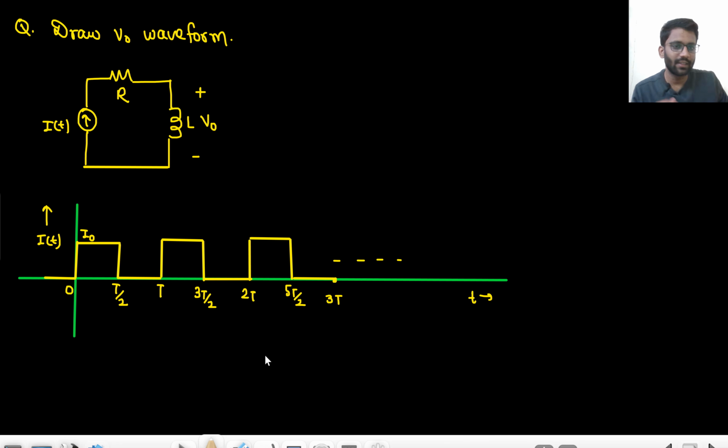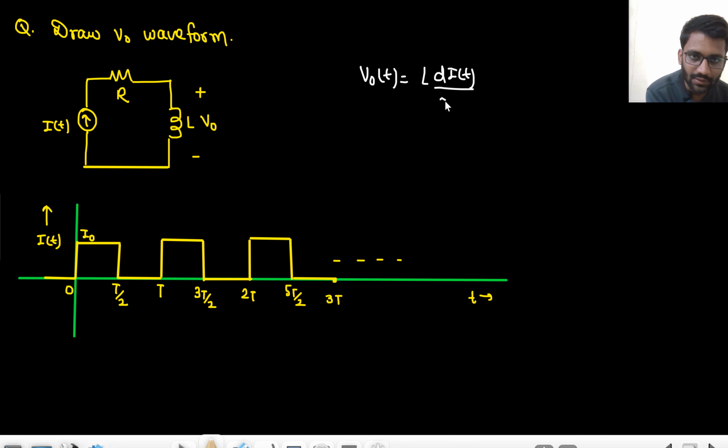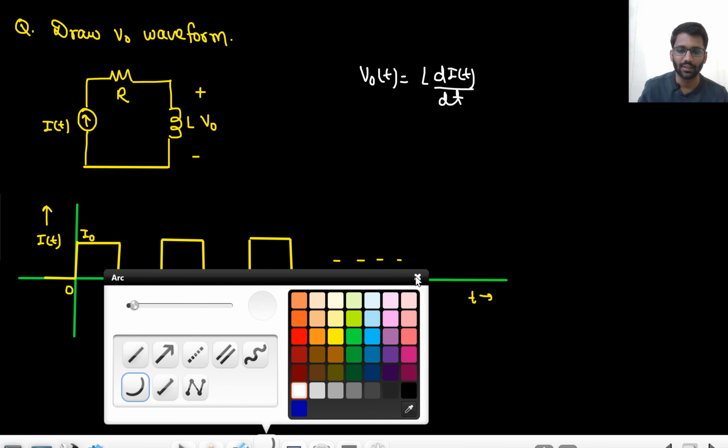So this is an RL circuit given to you, and there is a current source. You have to draw the V naught waveform. So what is V naught of t? V naught of t is L di by dt, right? Since the current is constant, simply differentiate this and multiply it with this inductance. That will be your V naught. So what will be your V naught? What is the integration of this?